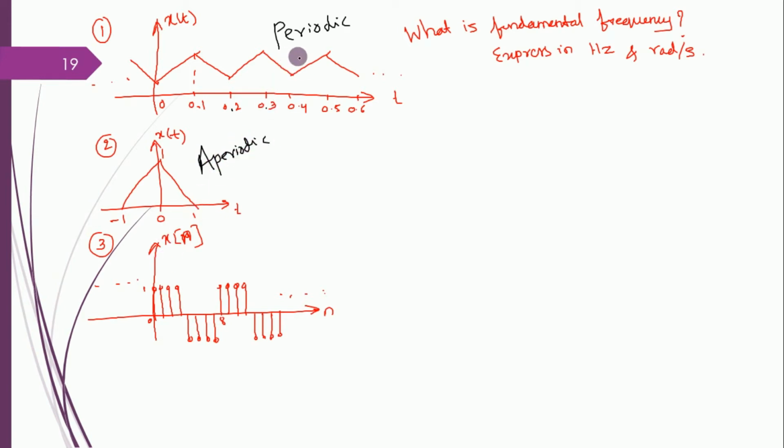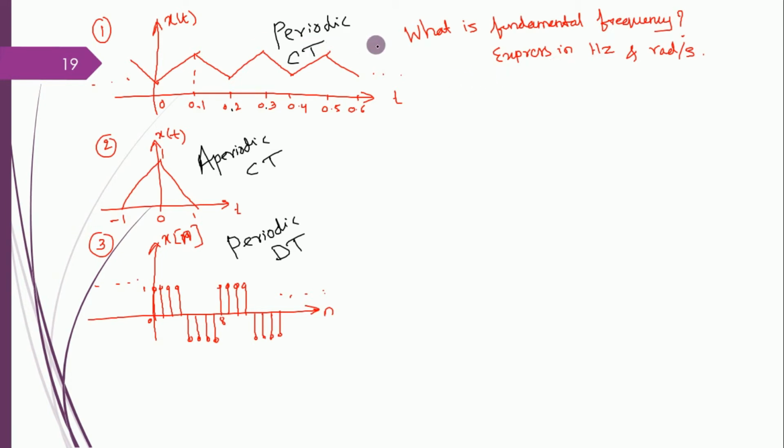But this is a continuous signal. Even this is a continuous signal, but it is aperiodic. What about this? This is a discrete signal, but you can see that after every 0 to 7, from 8 again it is repeating and dots have been put. Hence it is a periodic signal, but it is a discrete time signal. It is a DT signal. Here the question asked is, what is the fundamental frequency, and express the same in hertz and radians per second.